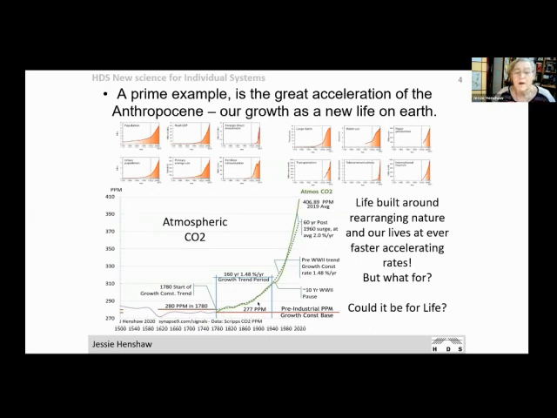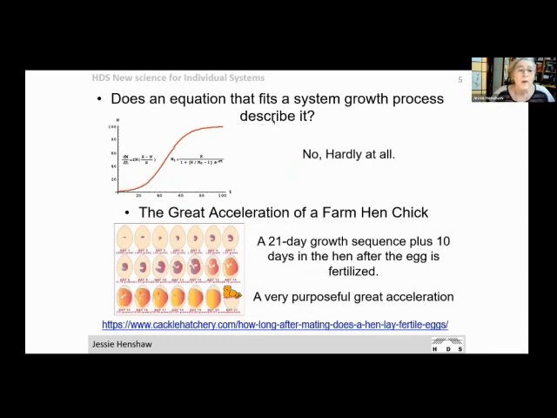So this is my favorite metric, the atmospheric CO2 measure, which really is the cause of climate change and has these very clear signatures of our policy of maximizing compound growth as a civilization. After World War II, the compound growth rate jumped to 2% per year, and is still there despite the COVID. So we build life around rearranging nature in our lives at ever faster accelerating rates. But what for? Could it be for life instead of destruction?